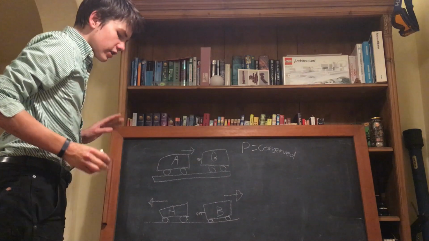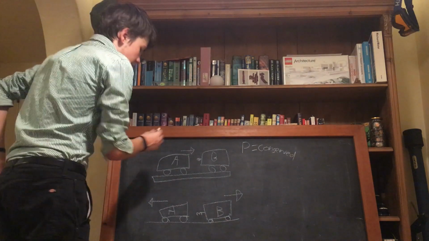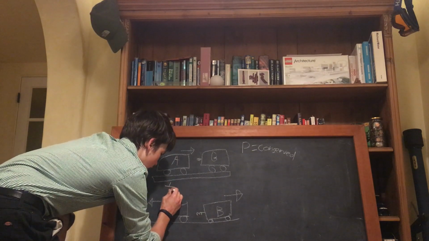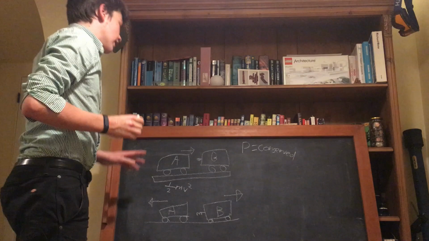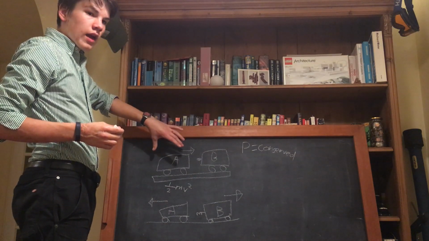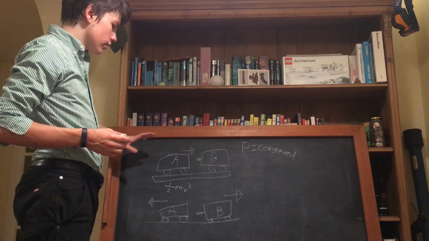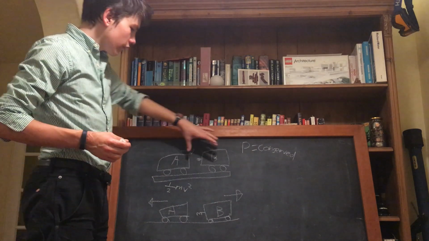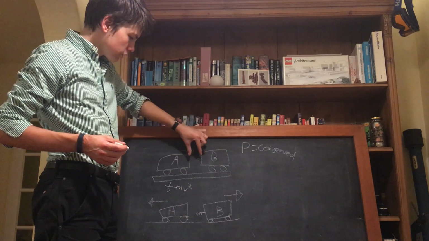However, kinetic energy, there's a change in kinetic energy. Here we just have 1/2 mv squared. We can ignore potential energy for cart A and also gravitational energy. So here, however, we have potential energy as the spring.